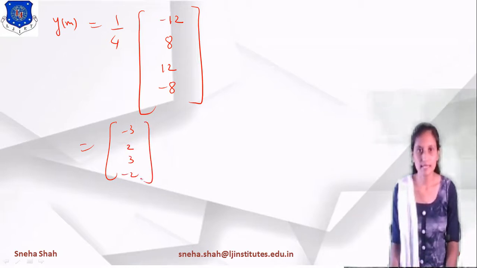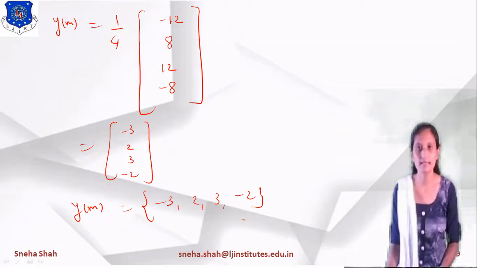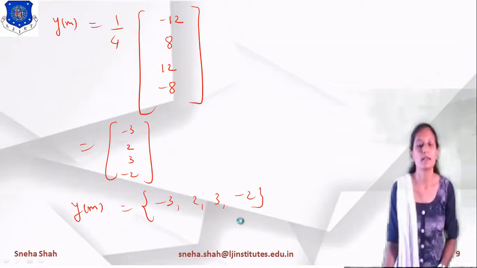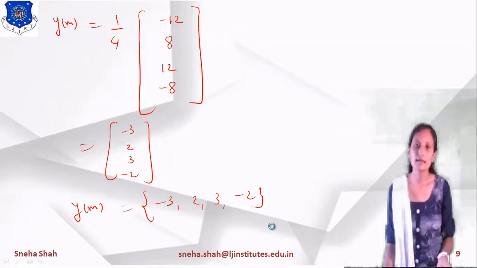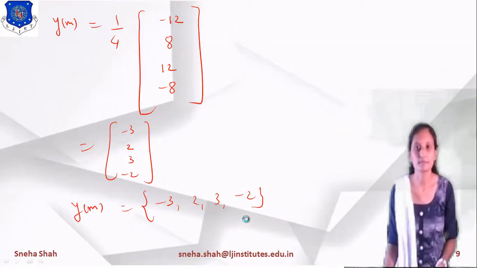Now this will be represented in the form of y of n, then the values will be minus 3, 2, 3, minus 2. So this is your final answer. Now you can see that if this is compared with the matrix form or any other form like the graphical method, the answer will remain the same.